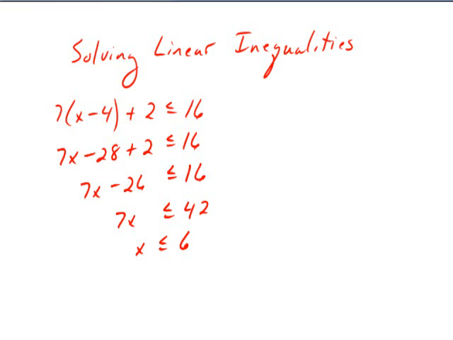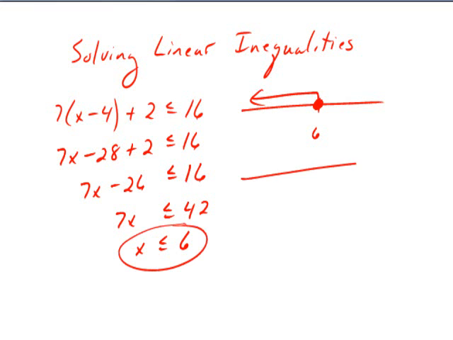We can represent this answer on a number line in this fashion. The solution includes 6 and everything to the left of 6. So I have a representation in inequality notation, a representation on a number line. I can also change the representation somewhat to change my solid dot that includes 6 into a bracket and graph to the left.